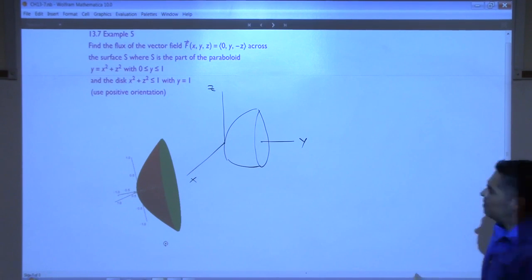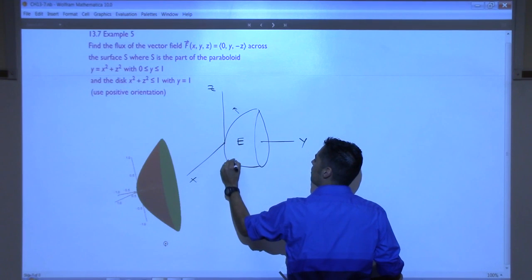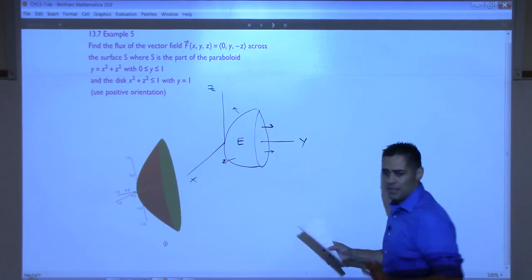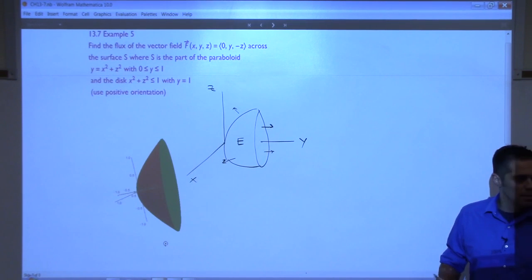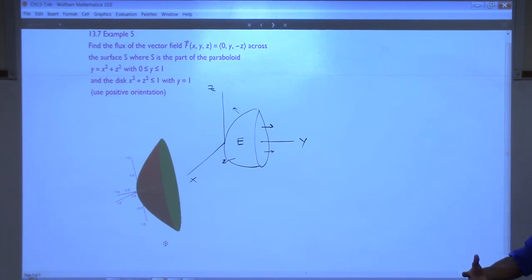And this whole thing, this solid E, we have the normals of the surface pointing away from it. And if you go back and look at the work that we did in class last time, that's the way we oriented the surface. And we had to go through and break it up into 2 surfaces and then do surface integrals. All right?